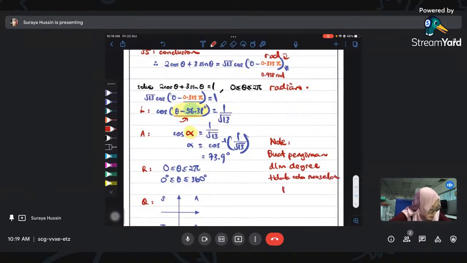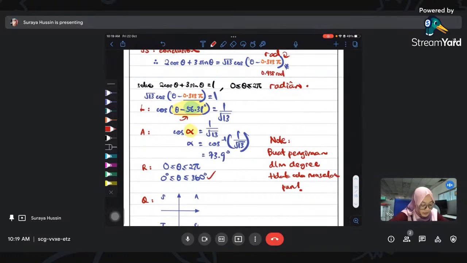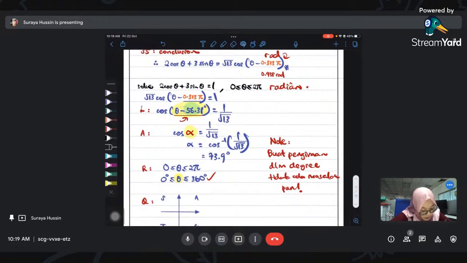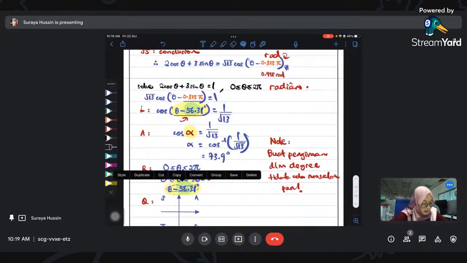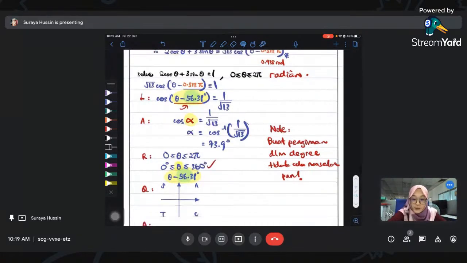Tidak ada masalah pun. So boleh. So just fine. And then what you have to do is fix. Your theta must be changed into this. Kena tukar. Sebab tu saya pakai 56 tu tadi. Saya tukar kepada degree. Because I know that it must be changed. Therefore, 360 degree minus 56.31, you will get 303.69.